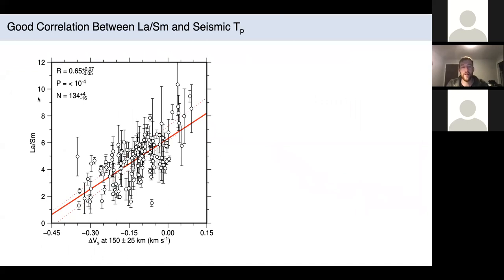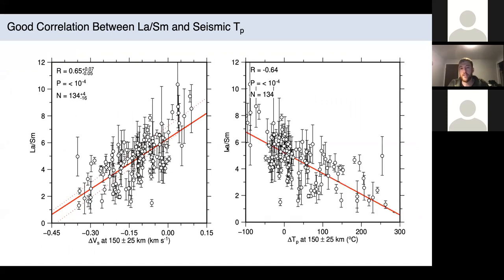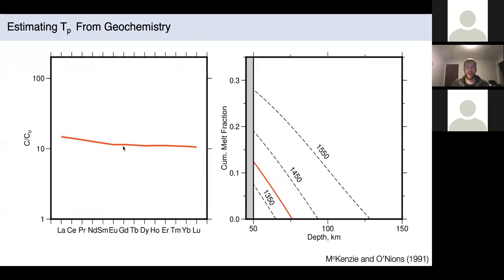So by doing this conversion, we go from having a lanthanum over samarium to shear wave velocity relationship to a lanthanum over samarium versus tomographic temperature relationship. And you can see we still have a nice linear relationship between the two. Now we want to convert lanthanum over samarium or trace element chemistry into temperature. And the way we do that is by using the rare earth elements.